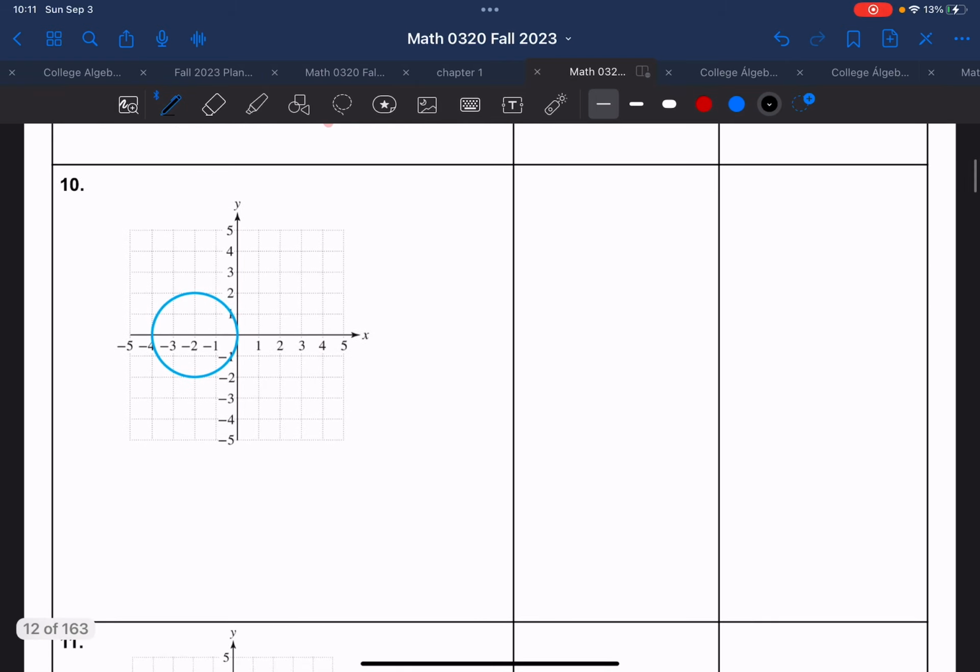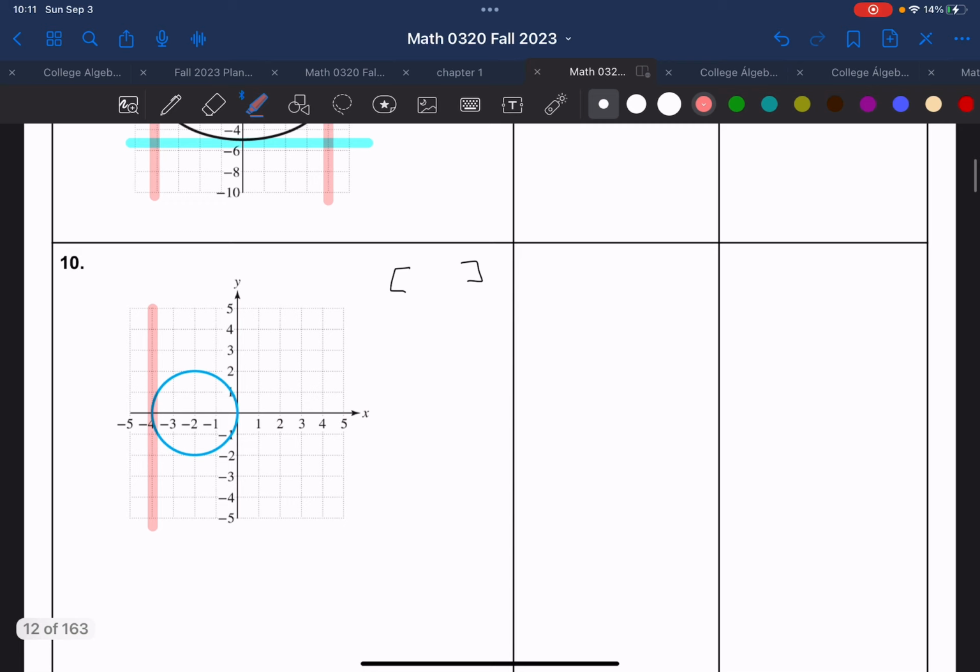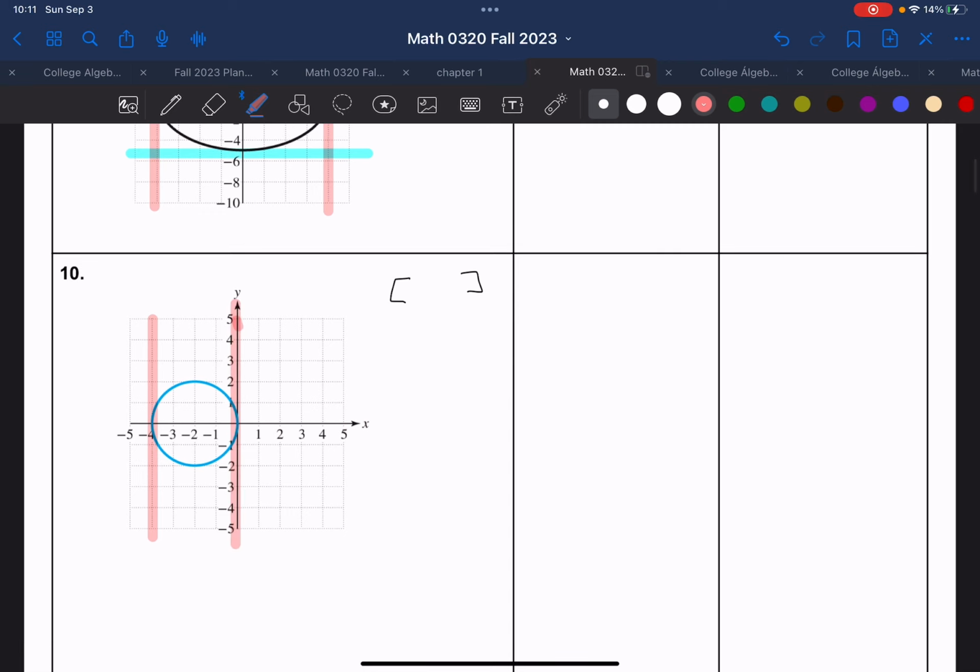Okay, so same thing for number 10. Number 10, we have a circle. And since this circle is a solid line and not dotted, we are going to be using brackets. So again, looking at the domain, how far left does it go? -4. How far to the right? 0. So our domain would be -4, comma, 0.